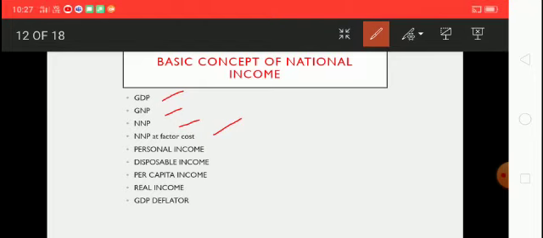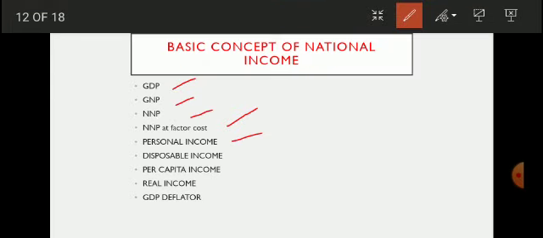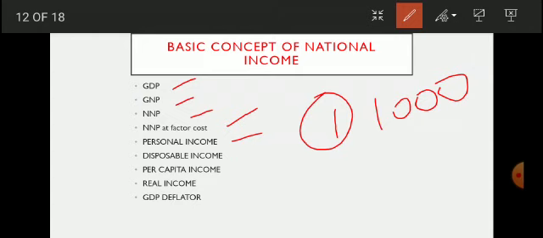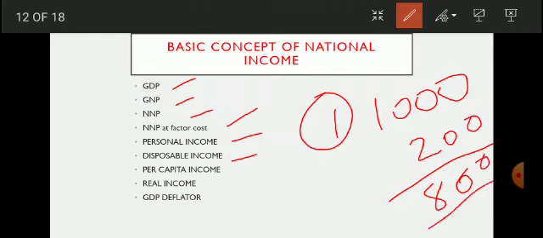Okay. Next, disposable personal income. Personal income is nothing but, we can take an example, one person earning 1000 rupees. Okay, this is known as personal income. Okay, what do you mean by disposable income? Disposable income is where one person earns 1000 rupees and pays 200 rupees tax. Okay, 800 is the disposable income. After the deduction of tax, whichever income the person gets is known as disposable income.